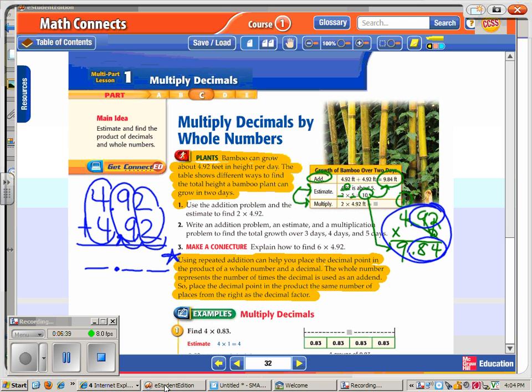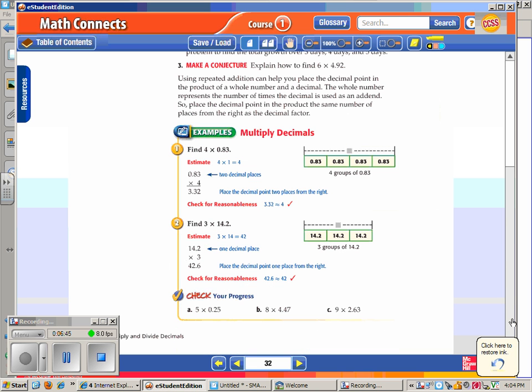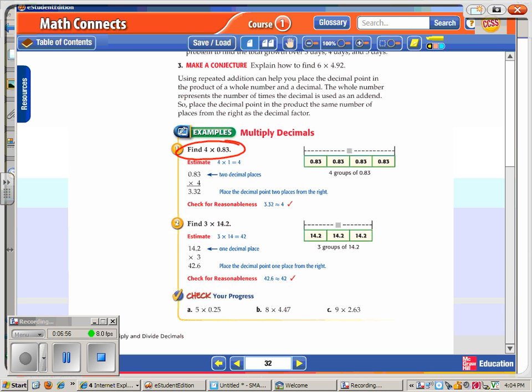So let's take another peek at that. I'm going to end up clearing this. And let's scroll down a little bit, if it'll let me here. All right, let's take a look at some more examples. I'm just going to take a peek at my time here. All right, so examples of multiplying decimals. So we're going to look for the product of taking 4 times 83 hundredths.